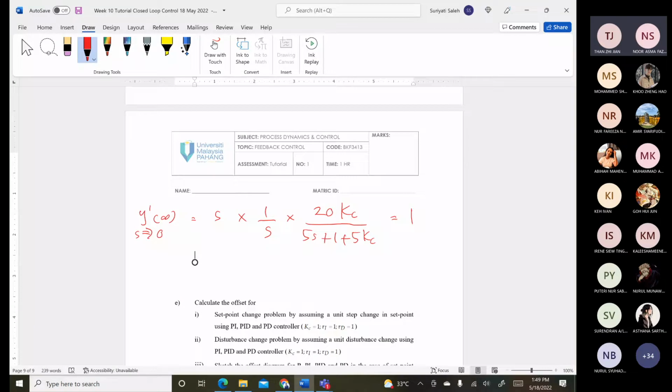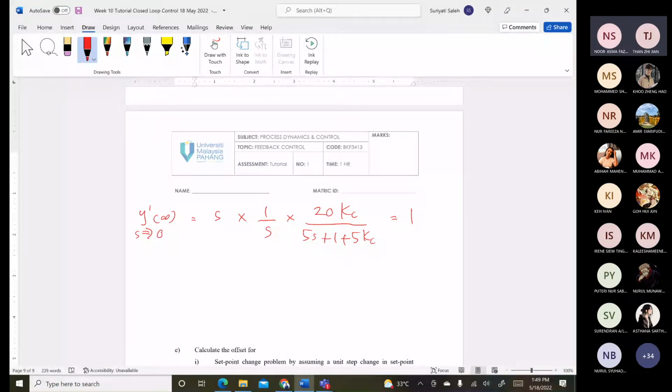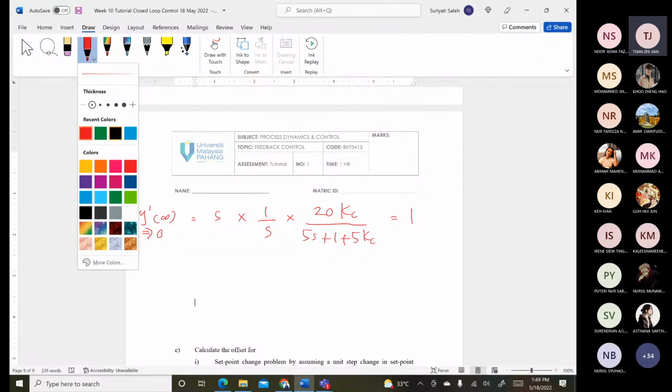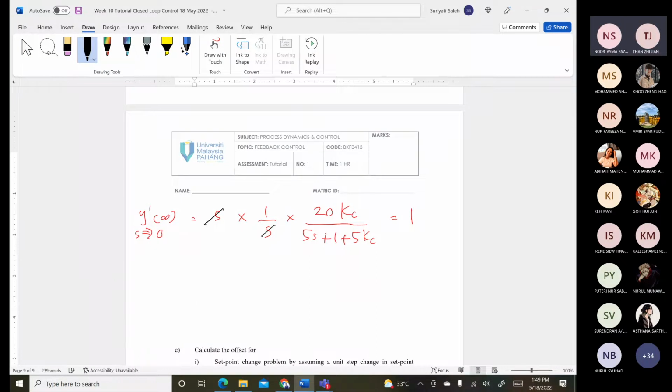So we want to solve this problem. We know that the s will be cancelled. This part will be cancelled. This part also becomes 0 because s is approaching 0 according to the final value theorem. So that leaves us 20 Kc divided by 1 plus 5 Kc equal to 1.